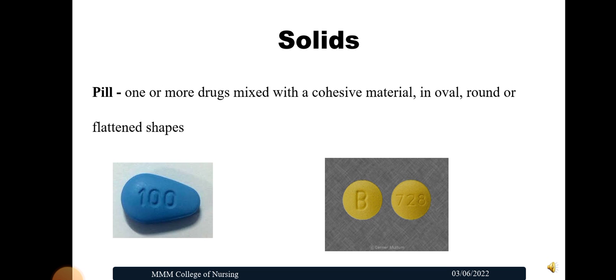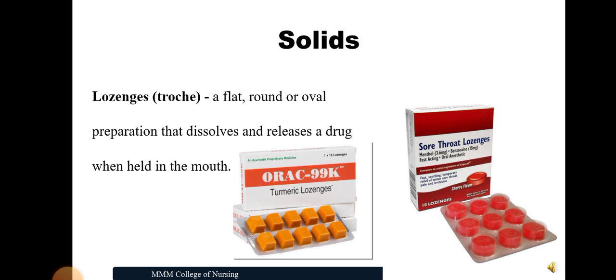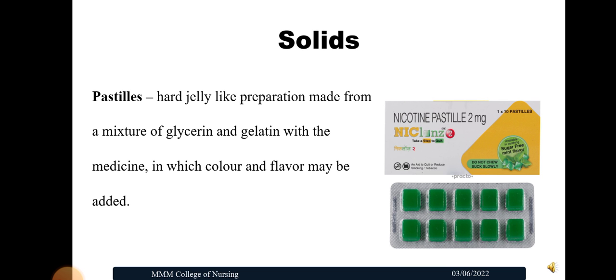Pills are also a form of solid medication. In pills, one or more drugs are mixed with a cohesive material in an oval, round or flattened shape. Lozenges. It is a flattened, round or oval preparation that dissolves and releases a drug when held in the mouth. Pastilles. It is a hard jelly-like preparation made from a mixture of glycerin and gelatin with a medicine, in which color or flavor may be added according to the need.